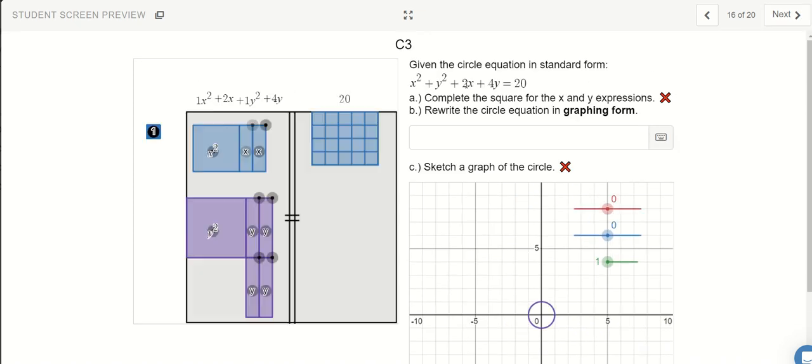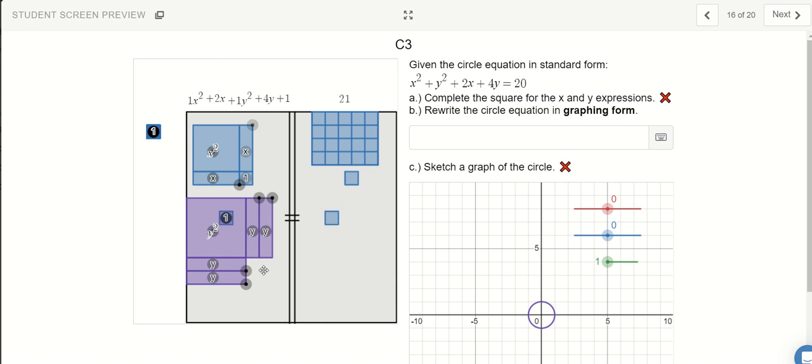All right, let's complete the square here. Again, half is going to go down here. Half of it goes over here. And notice that on the right side, we already have 20 tiles. All right, so to complete this box, 1 by 1, this is going to be 1. 2 by 2, this area is going to be 4.